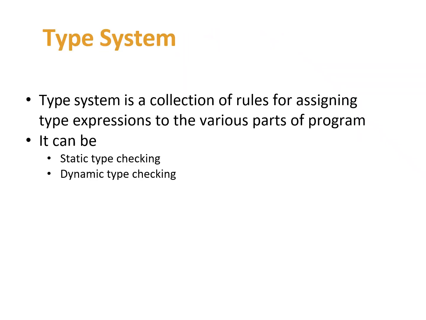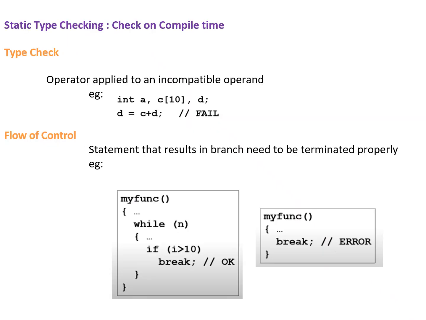So now you are entering a concept called type systems. A type system is the collection of rules for assigning type expressions: what rules have to be followed for a type expression in the various parts of the program. This is called your type system. What things should be followed for that particular program, and what rules are applicable to it, are called type systems. Type systems are basically of two types: one is static type checking, and the other is dynamic type checking.